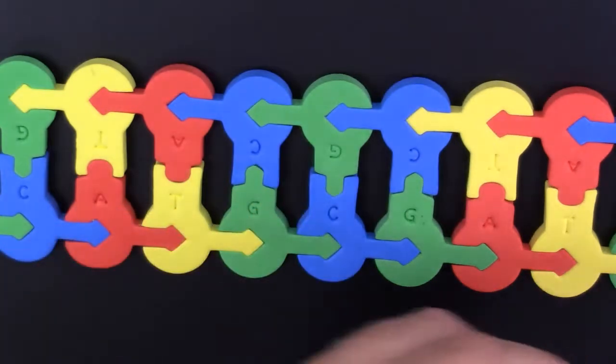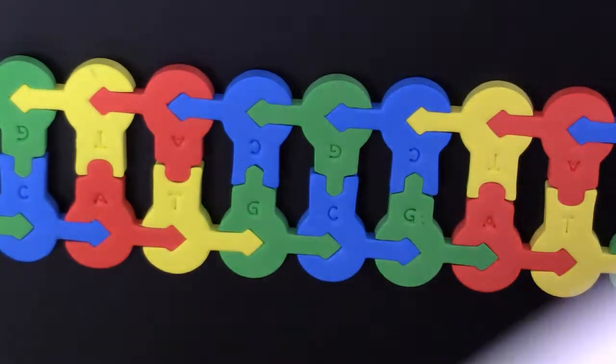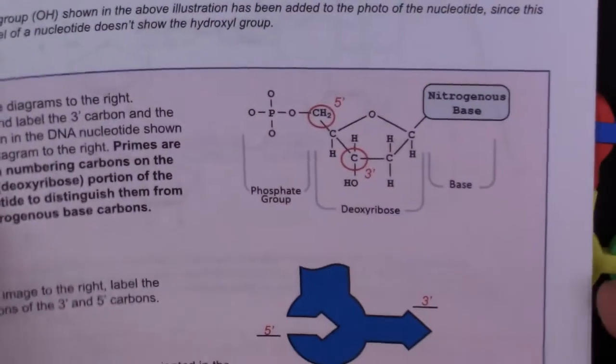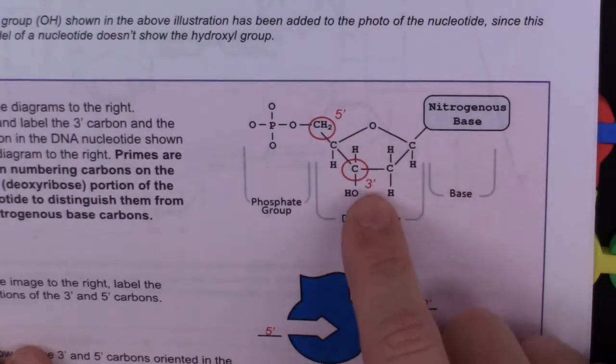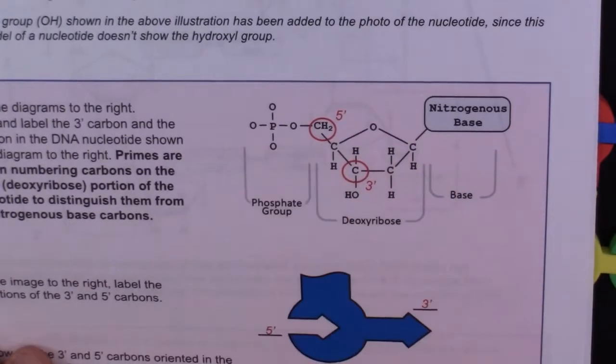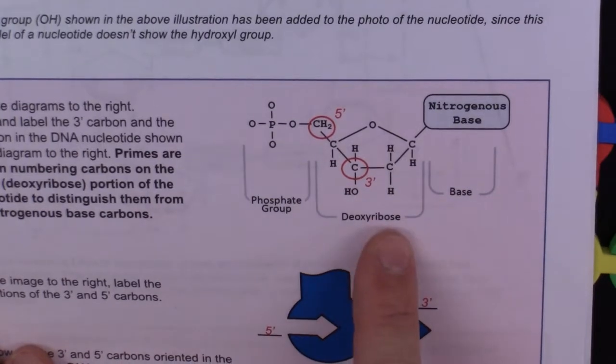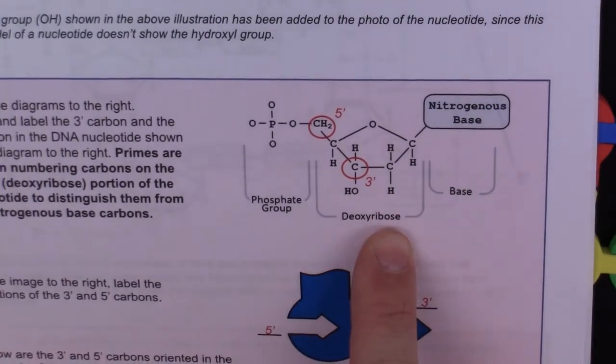Now we can break those down like we have in this picture here. We see our nitrogenous base, our deoxyribose, which is a sugar, and our phosphate group. Now remember, if it ends with OSE, that's a good idea that we have a sugar there.